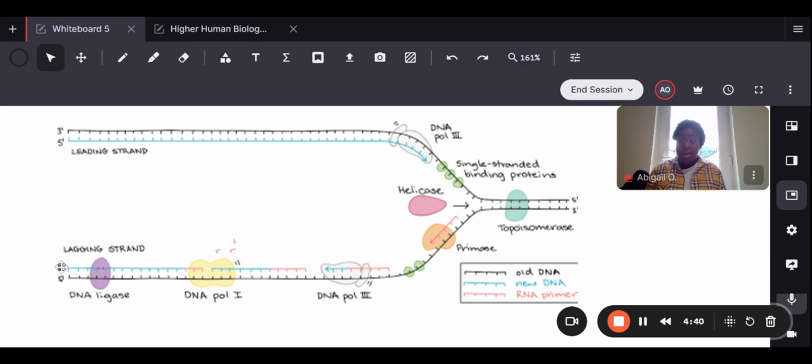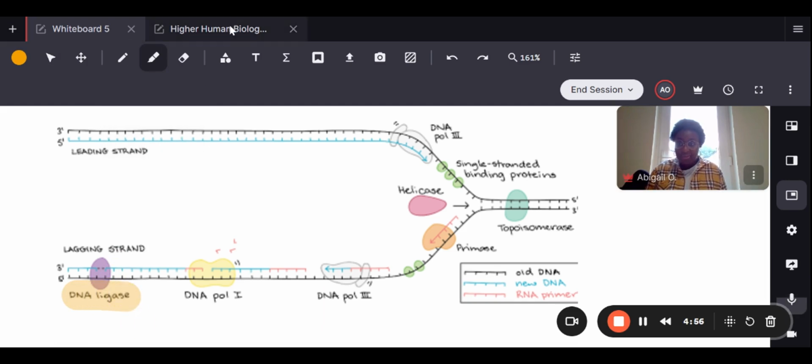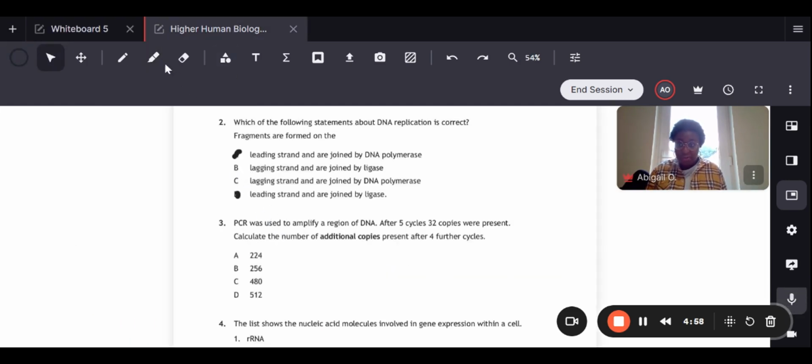So that leaves us to look at the lagging strand. Now, the lagging strand does require DNA polymerase to add those nucleotides on. However, those are just for adding on the nucleotides. When it comes to joining those fragments together, that is the job of our handy dandy friend, DNA ligase. So the answer for this question here is going to be B. The lagging strand is joined together by DNA ligase.